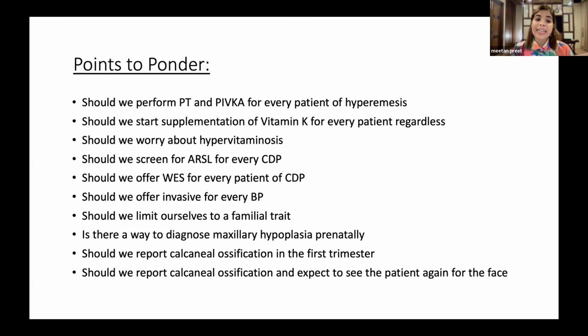Is there any way to diagnose maxillary hypoplasia prenatally? Do we have any values, any sort of measurements to diagnose maxillary hypoplasia prenatally? Should we report calcaneal ossification? And we are seeing it in the first trimester very, very commonly. And if you see an increased NT or an unossified nasal bone, you are going to see a calcaneal dot right there, right in the first trimester, 12 weeks of gestation.